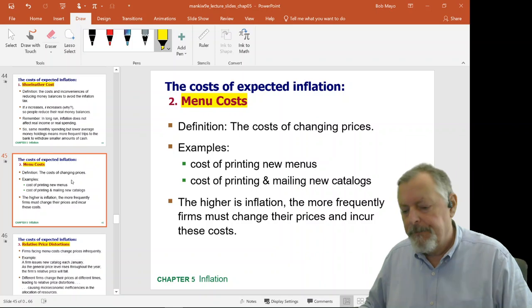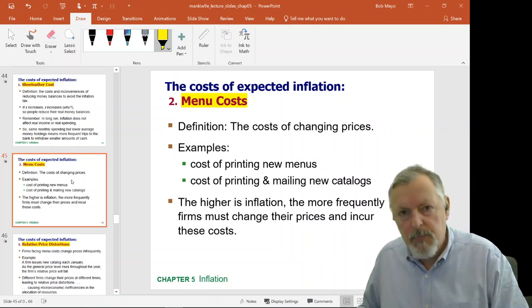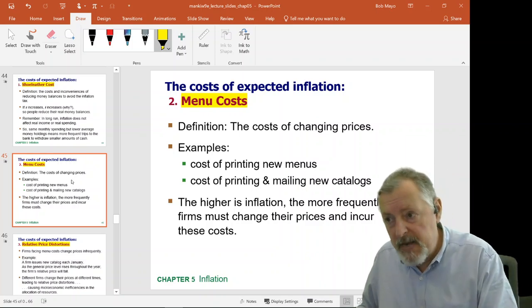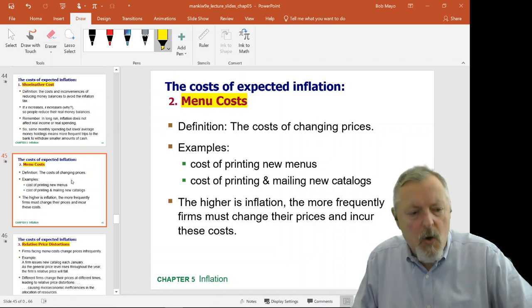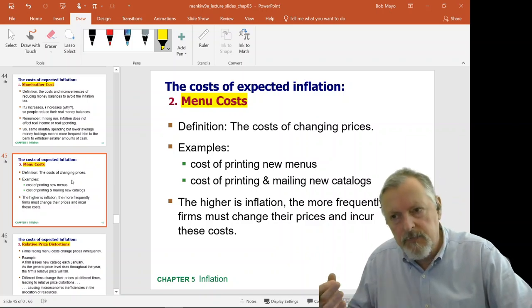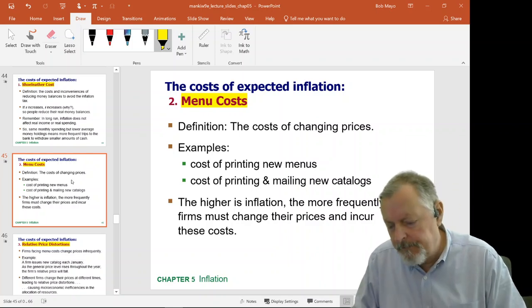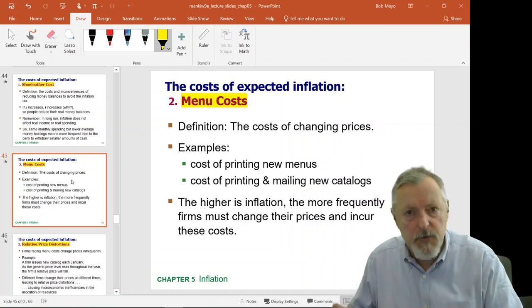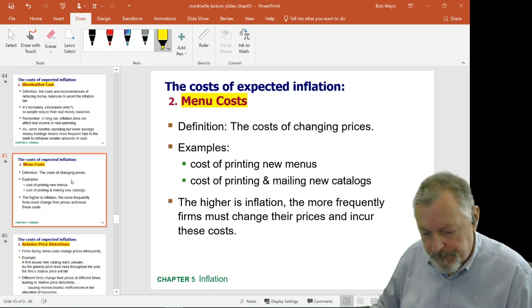Menu costs. Think of a restaurant. If prices change, you have to reprint the menus. That's a cost. The term menu cost here is broader than that. It means all of the costs of recalibrating your prices. If you have to call in all your salespeople off the road to brief them on the new prices, that's a cost. That would be included in menu cost.